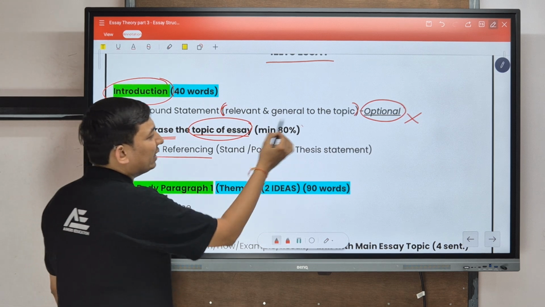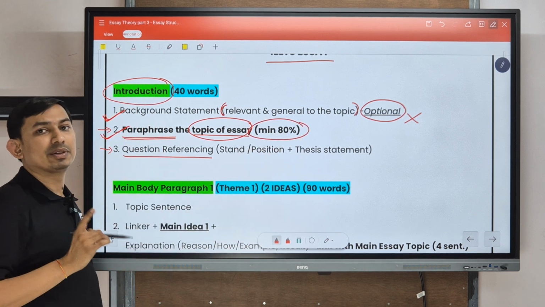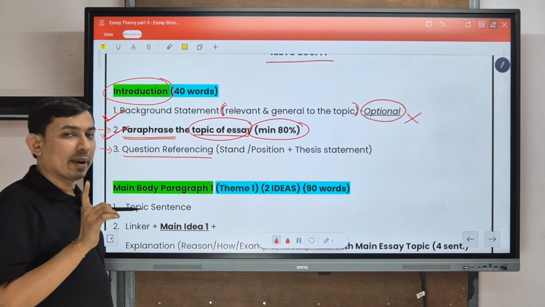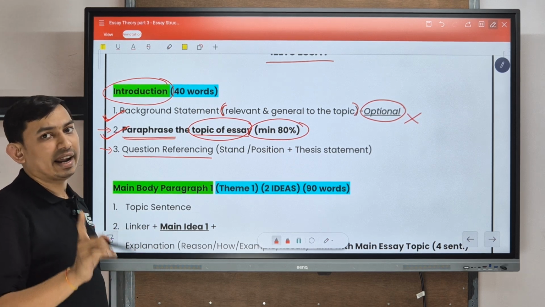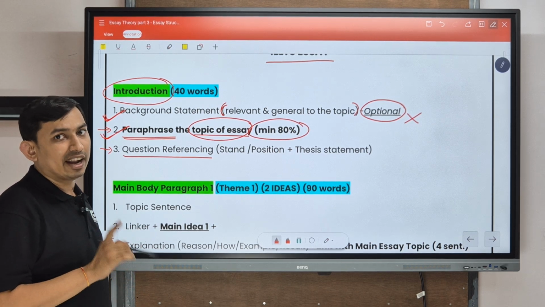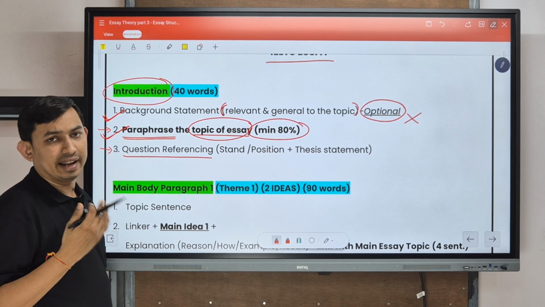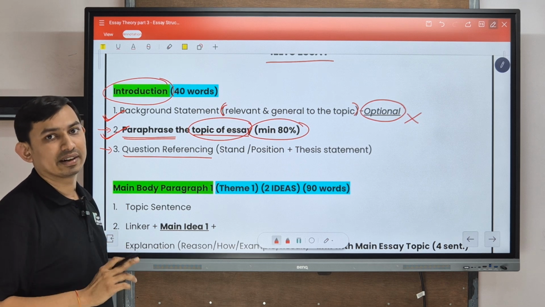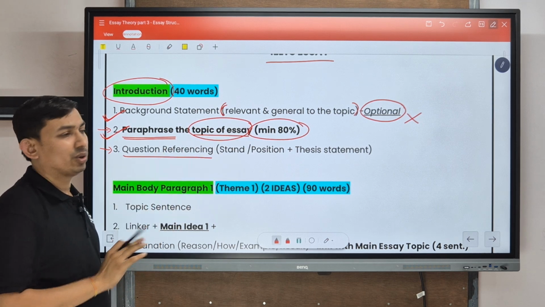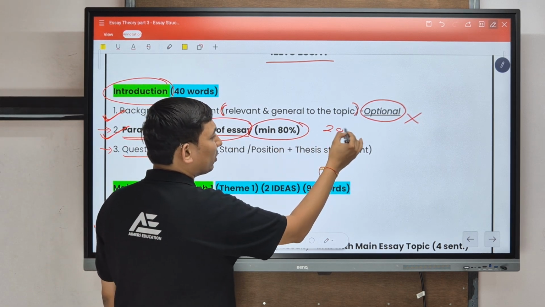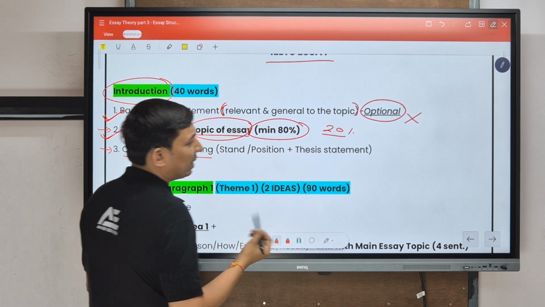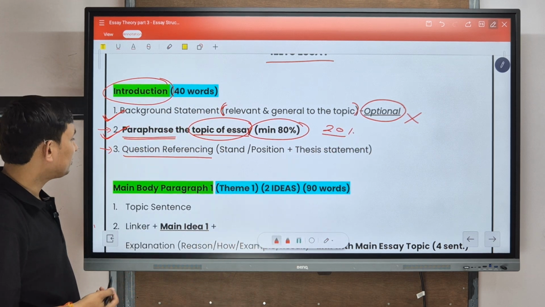But here I have written 80%. 80% means what? We have to do paraphrasing in an accurate and appropriate way. We cannot just write any word or related word. We have to be accurate. So you can ignore the 20% part in which you can't do any paraphrasing.